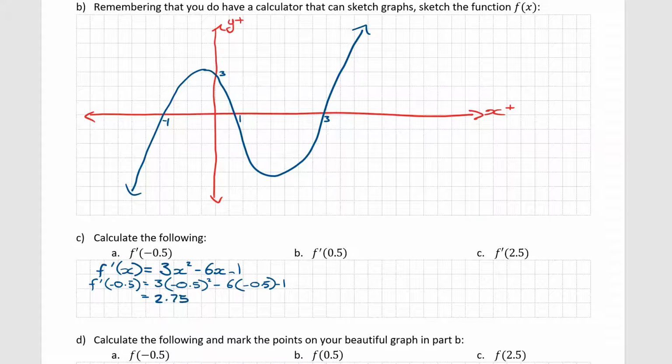Then we get f dash of 0.5, and putting it in our calculator, it comes out to be negative 3.25. And then f dash of 2.5 turns out to be the same as the first one, 2.75. So remember, f dash of a number tells us the slope of the tangent at the location x given here.